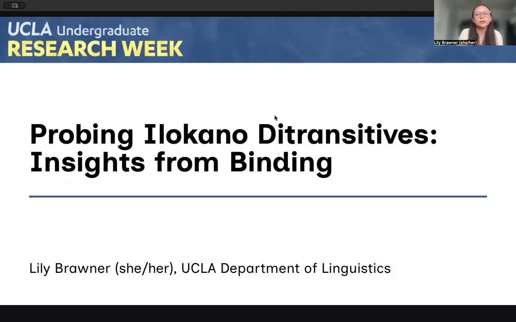This project asks how Ilokano structures sentences with two object-like participants, as in the man put the vase on the pedestal, where the vase and the pedestal are both objects, and whether those participants have a fixed hierarchy or a more flexible relationship between them. I test this using binding, where one phrase helps determine the interpretation of another, as in every vase and its pedestal, which are very closely related.